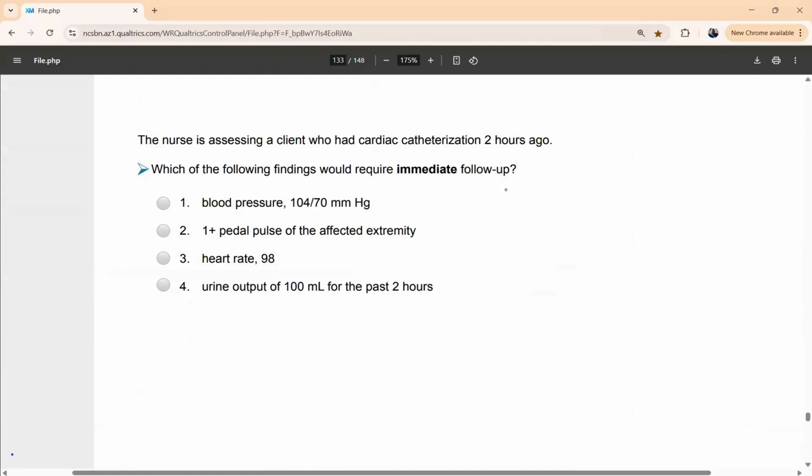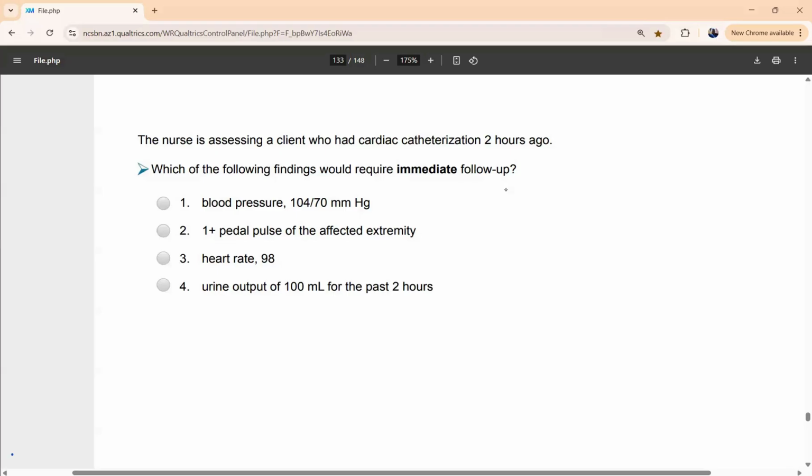So blood pressure 104/70. So the blood pressure is not bad. If it was below 100, like in the 90s over 60 or whatever, I would question that. And 2 plus, 1 plus pedal pulse of the affected extremity. 1 plus, because I know 2 is normal, 3 and 4 is hyper, and 1 and 0 is hypo. So I'll put a question mark.